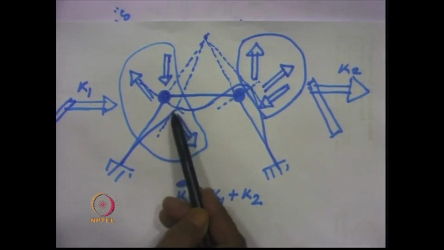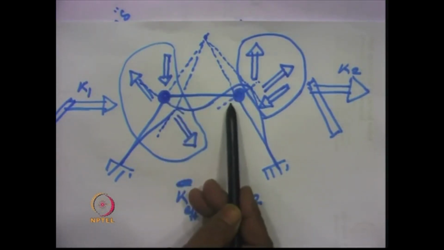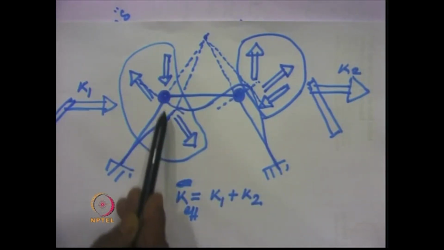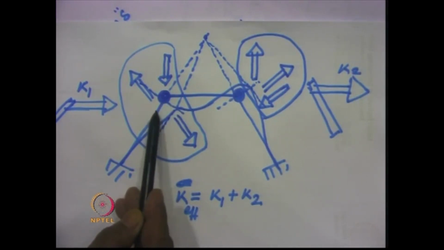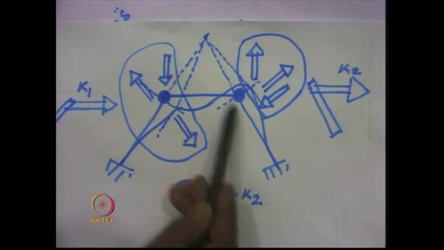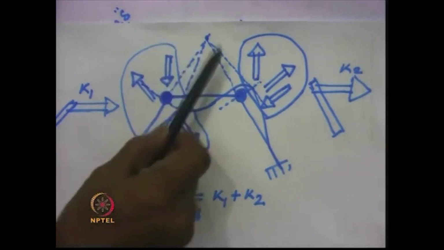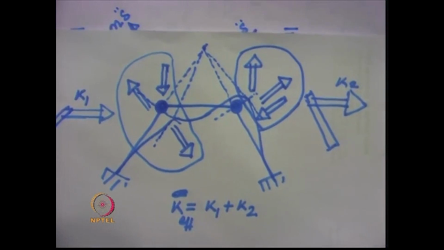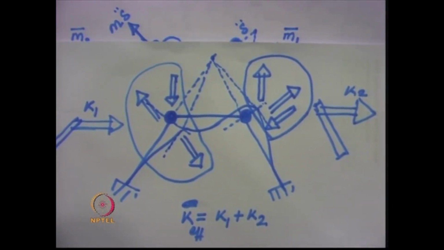So if they do not change, then the length of this member remains unchanged, because this point is moving perpendicular to it. So all the three members, after this given rotation about the instantaneous center, will not undergo any change in length, therefore the condition of inextensibility is maintained.